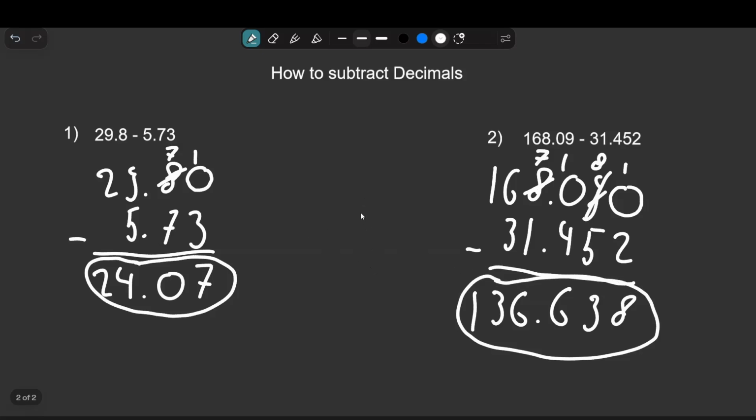I think this one is a lot easier than adding decimals because you can just borrow from here instead of carrying over like when adding decimals. So yeah, tell me in the comments which one you like better, adding or subtracting decimals.